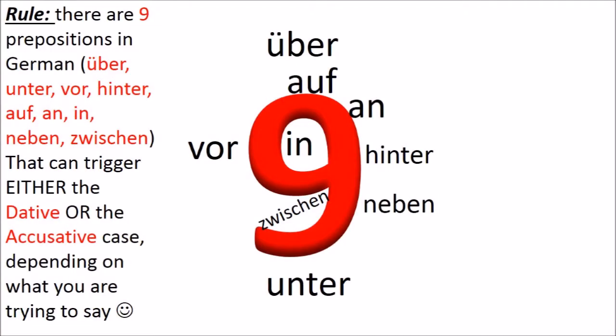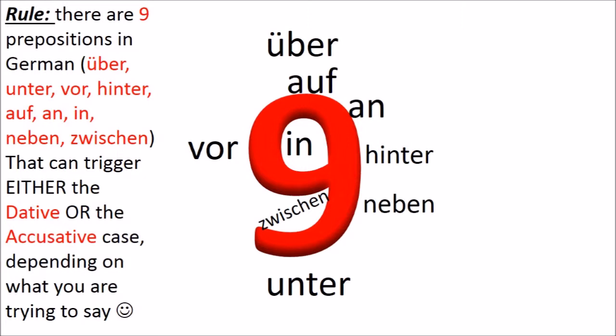There are 9 prepositions, like in, that can trigger either the dative or the accusative case, depending on the situations they describe. These two-way prepositions are über, unter, vor, hinter, auf, an, in, neben, and zwischen.